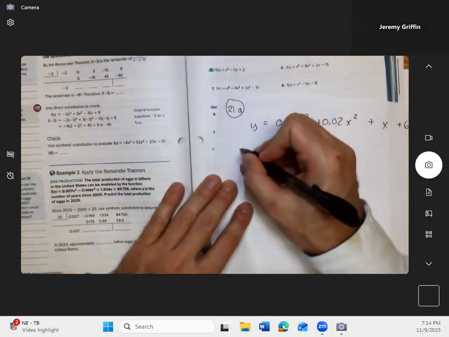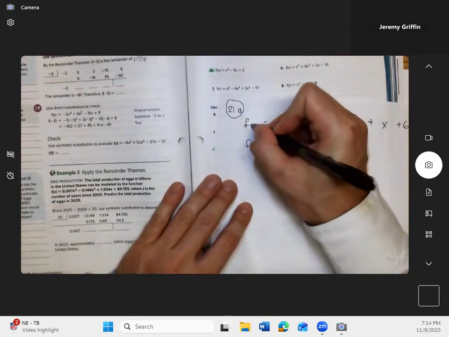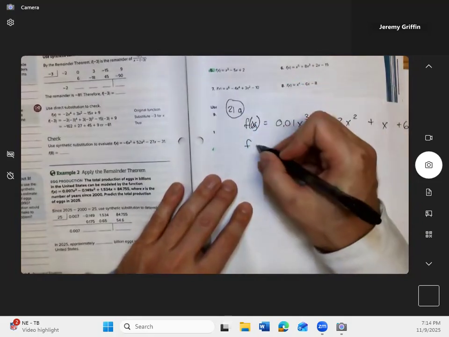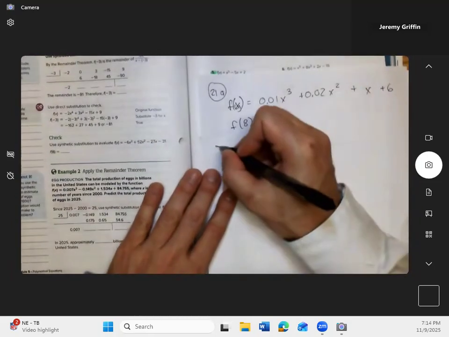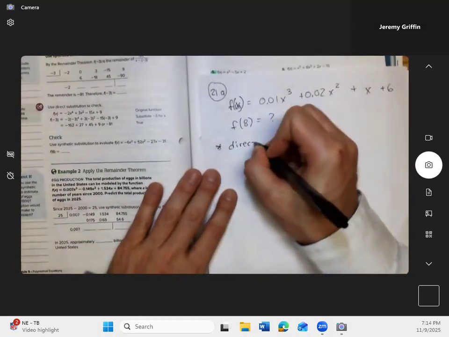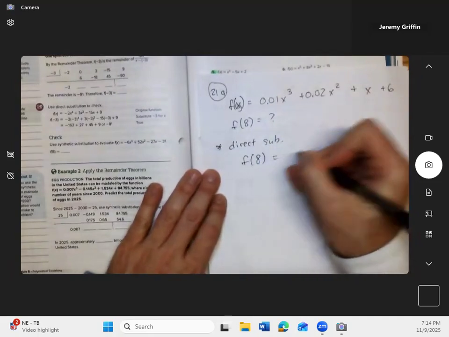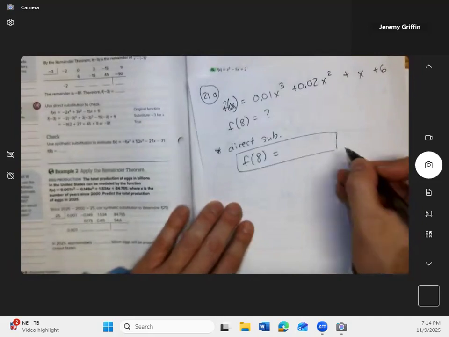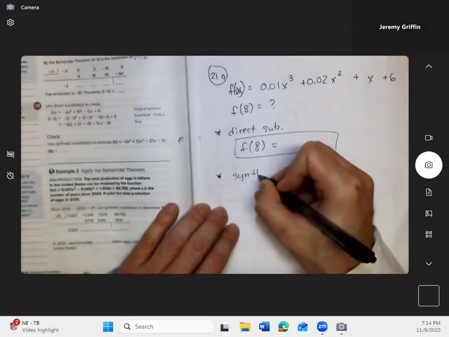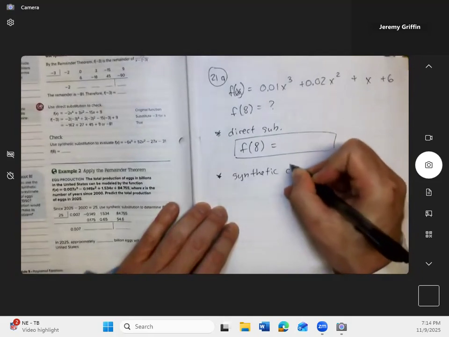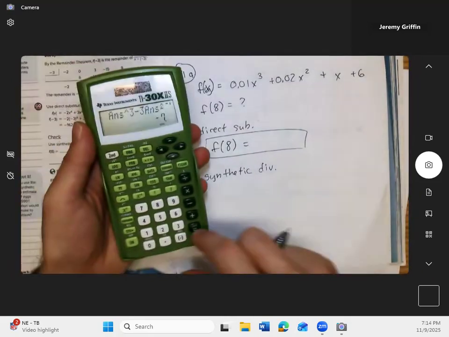So maybe if I treat this as a function like f of x, I know it says y, but I'll treat it like f of x. What is f of 8? We're gonna find out. Okay, so I'll do direct substitution. I'll get f of 8 equals, I'll let the calculator tell me what that is. And then later on we'll do synthetic division. And it should be the same thing because it has been all along.